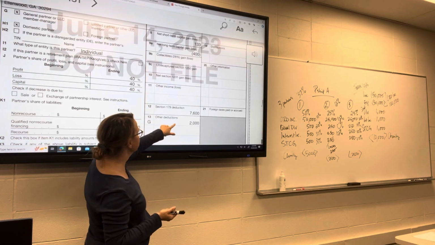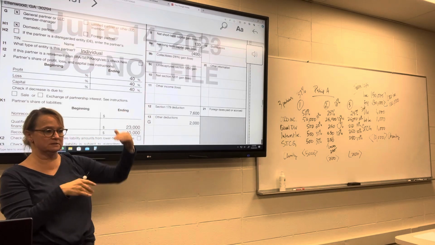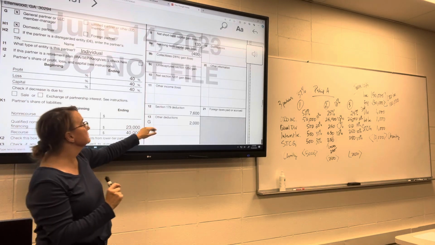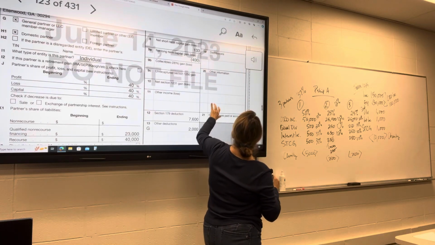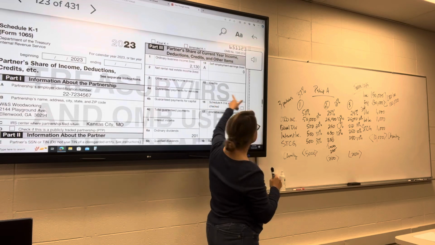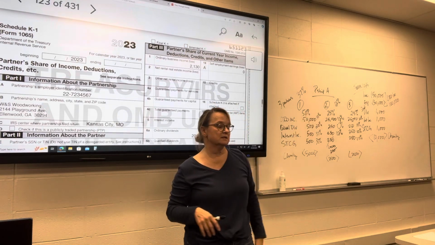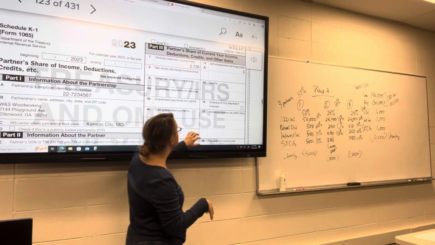Other types of deductions, I think this is charity. They have codes for them. On the back of the K1 is a list of what all the codes mean. And then credits, if there are particular types of credits like employee retention credits and things like that, those flow through to the individual partners.